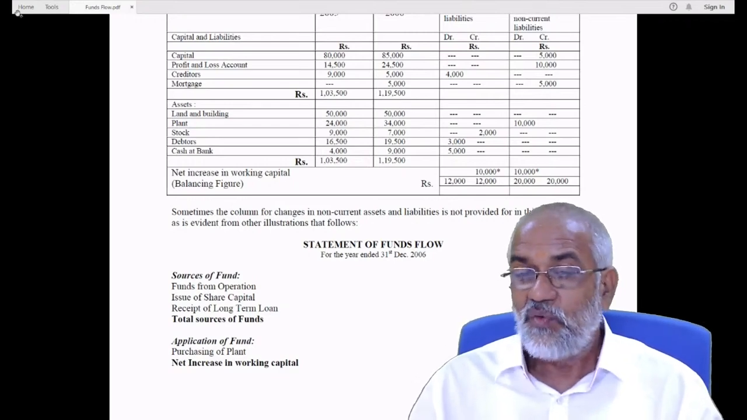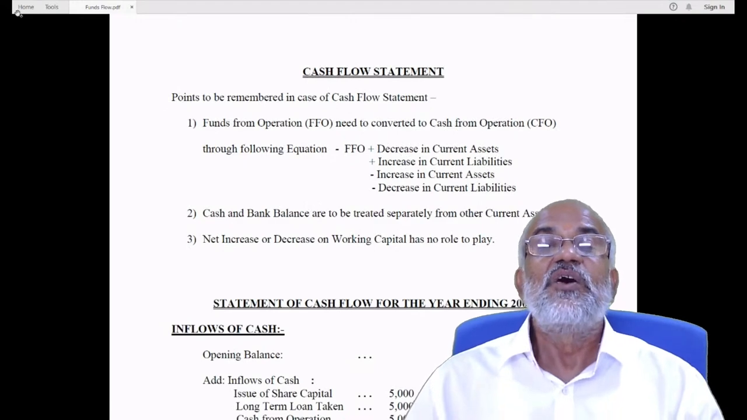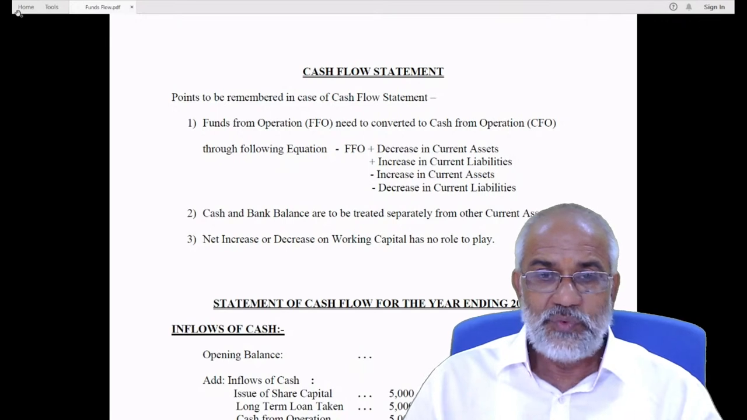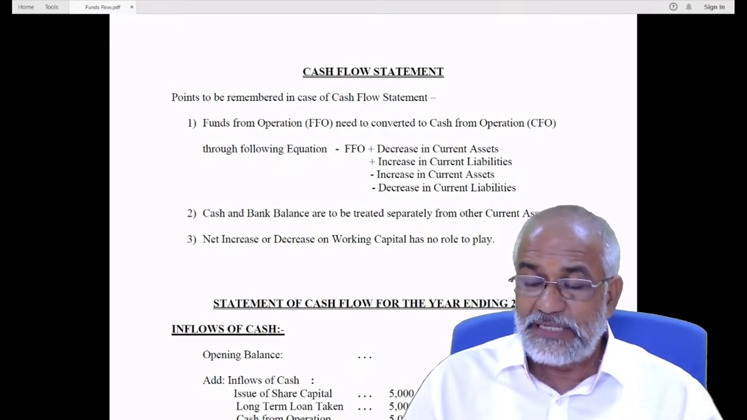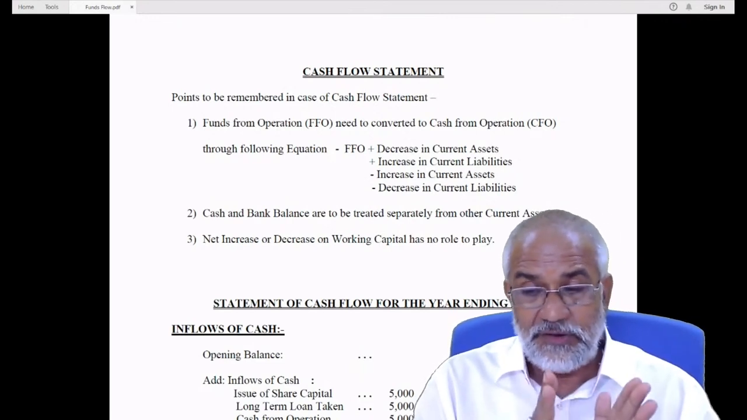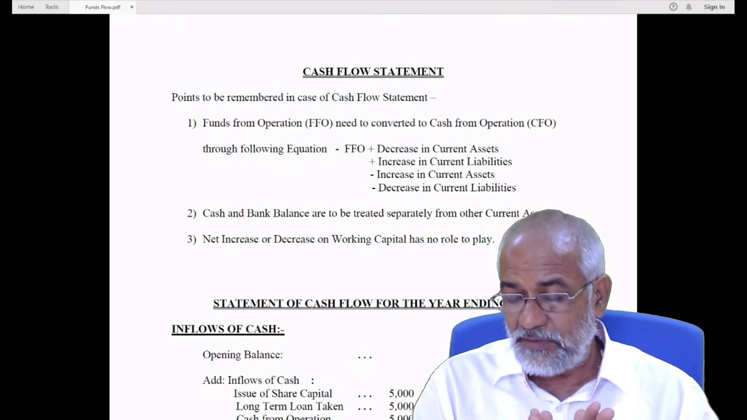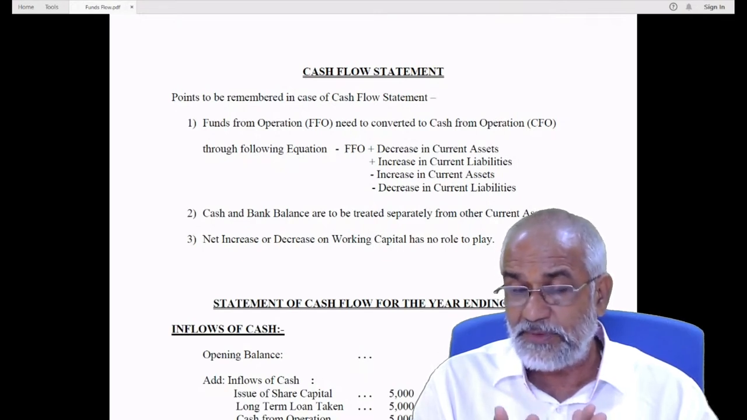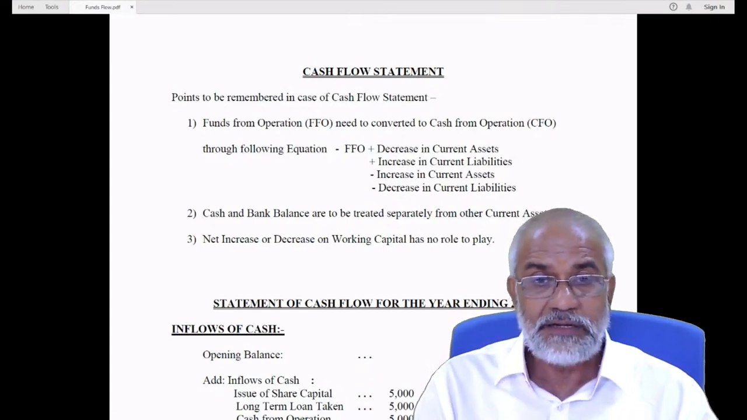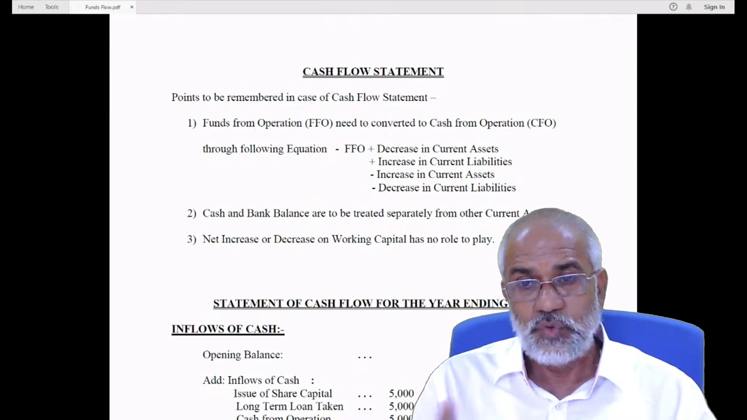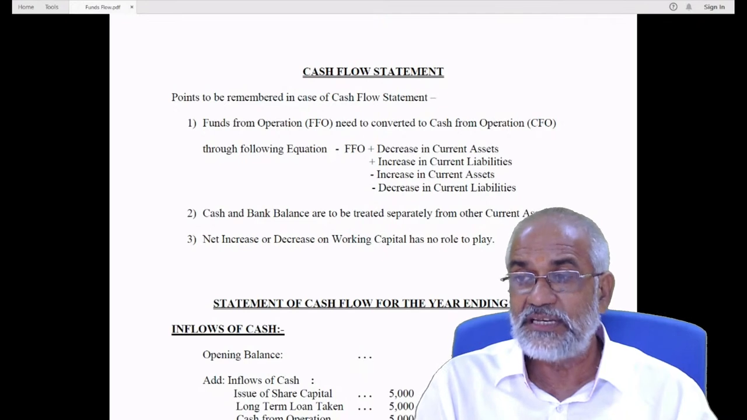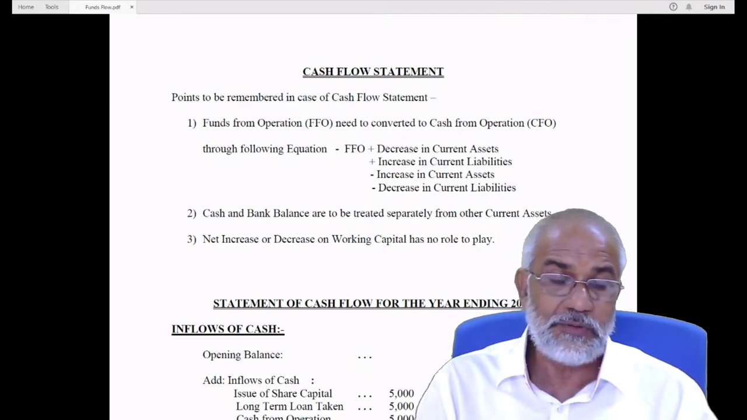Then let us see what about the cash flow statement. The same funds flow statement can be converted into a cash flow statement with some simple additions and alterations. The very first thing in converting the funds flow statement to the cash flow statement is we need to convert the funds from operation to the cash from operation, because in the cash flow statement we need to consider the cash from operation only, not the funds from operation.